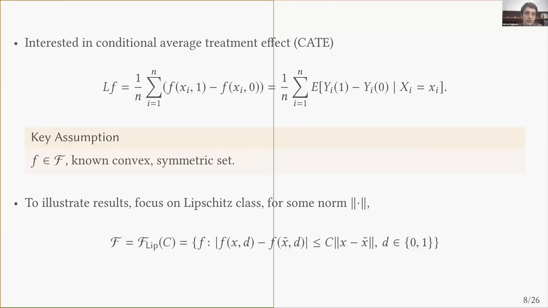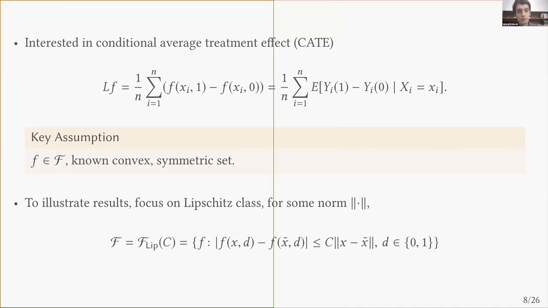So our parameter of interest is going to be the conditional average treatment effect. Since the terminology is sometimes confusing in this literature, what I'm interested in estimating is the average treatment effect conditional on the realization of the covariates for the ith unit, and I'm going to average this across all units. So relative to the usual unconditional average treatment effect, here I'm conditioning on the covariate values, and then I'm taking the empirical average rather than the population average of these covariate values.